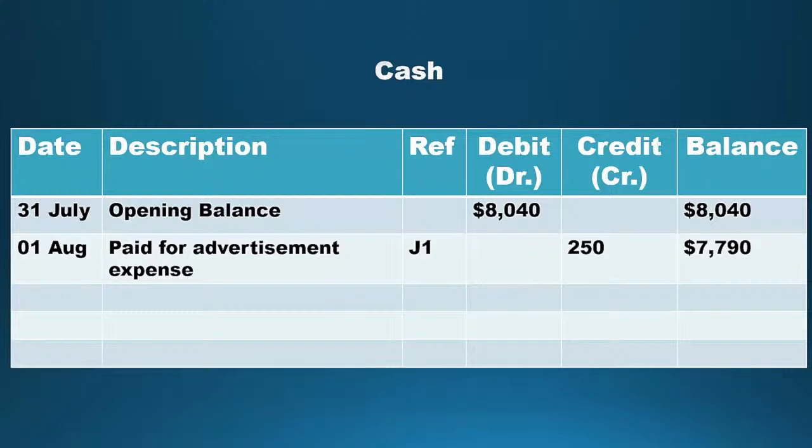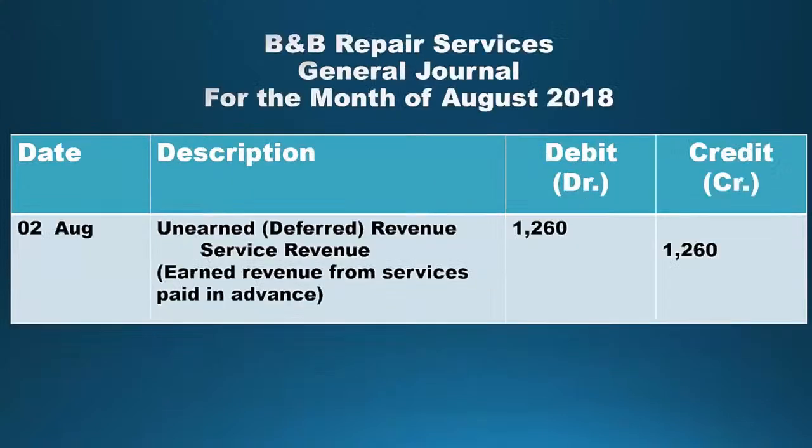For advertising expense, the balance now shows $250, reflecting the cost incurred. For cash, the balance has decreased by the same amount. Let's keep going with the next transaction from August 2, recognizing revenue from unearned revenue. Step 1. Review the journal entry. The journal entry for August 2nd was debit unearned revenue, $1,260. Credit service revenue, $1,260. This means we'll post amounts to the unearned revenue and service revenue ledgers.